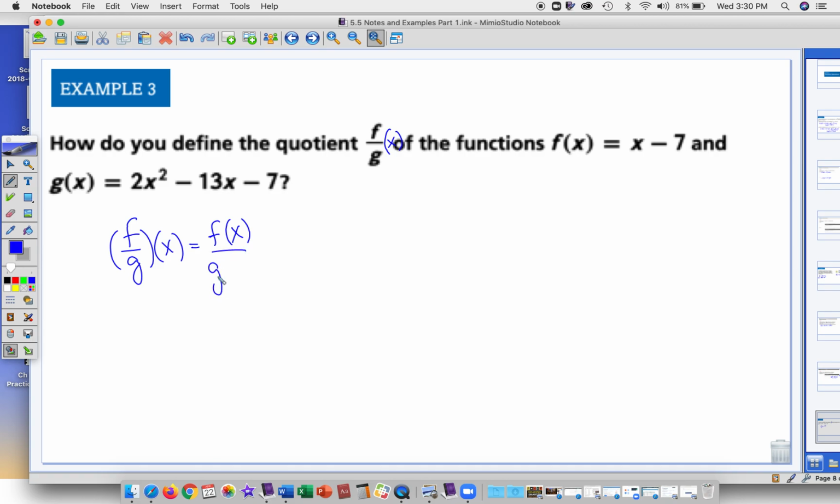We can also write that as f of x over g of x. So we're going to take the f function, which is x minus 7, over the g function, 2x squared minus 13x minus 7.